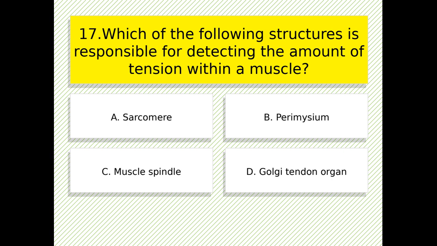All right. So we know that when it comes to detecting, yes, the Golgi tendon is the one that picks up on that. That's the detection, whether you drop the weight or not. The Golgi tendon is the one that picks up on that.